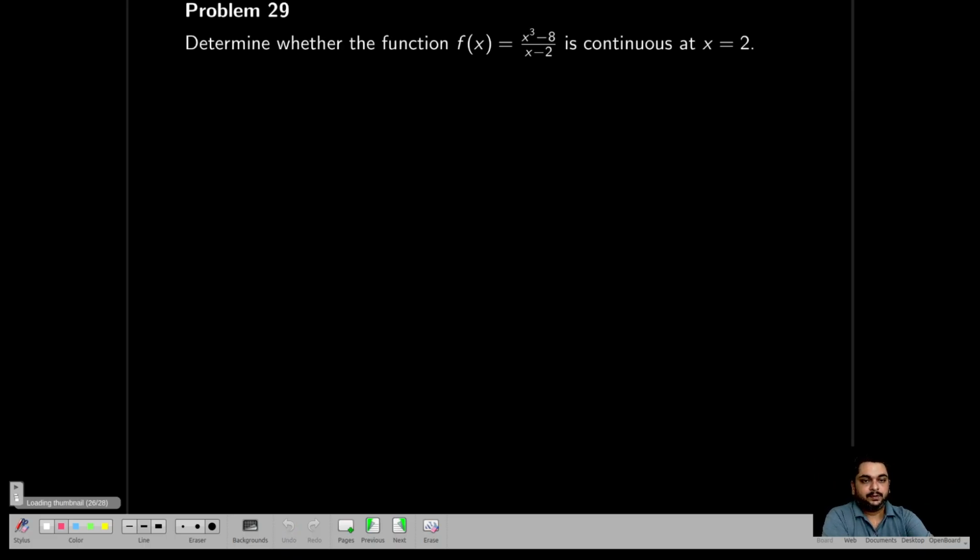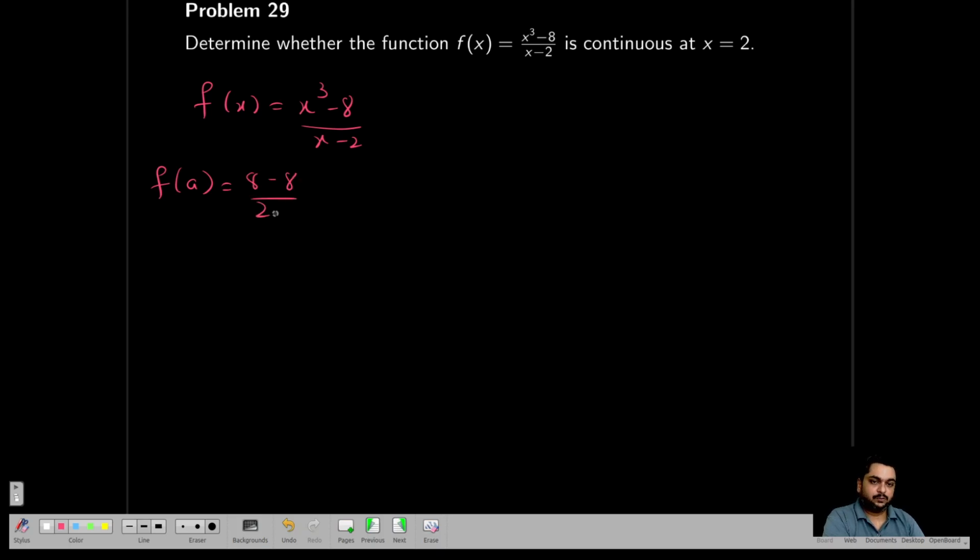Okay. Next, determine whether the function f of x equal to x cube minus 8 by x minus 2 is continuous. So define f of a. f of a is equal to 8 minus 8 divided by 2 minus 2. This is equal to 0 by 0, undefined. Hence it is discontinuous at x equal to 2.